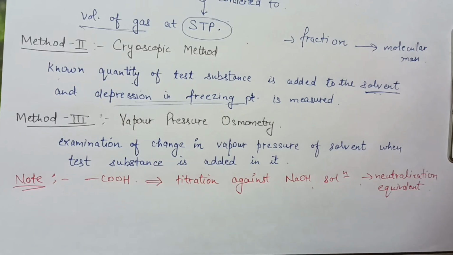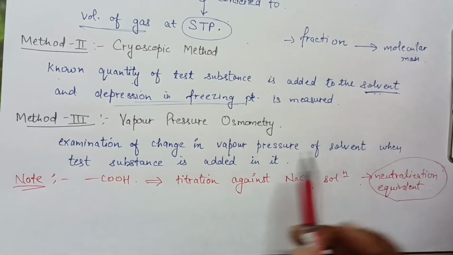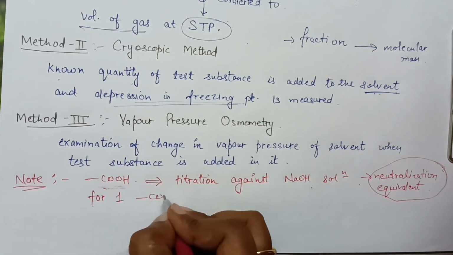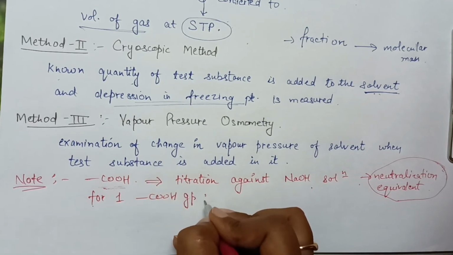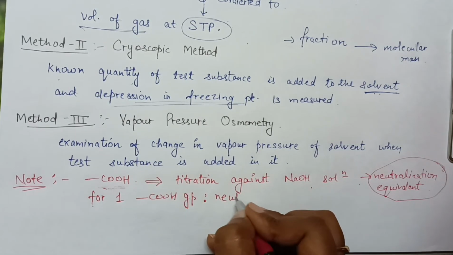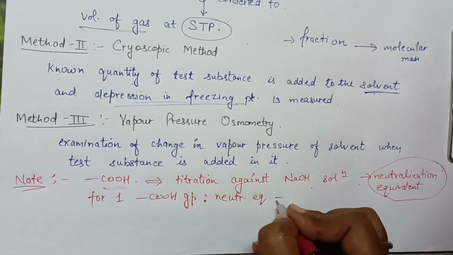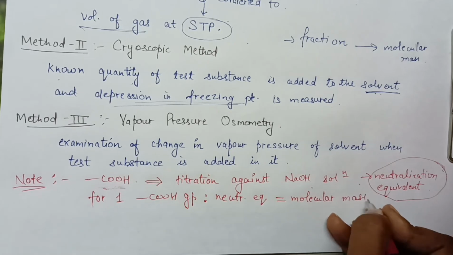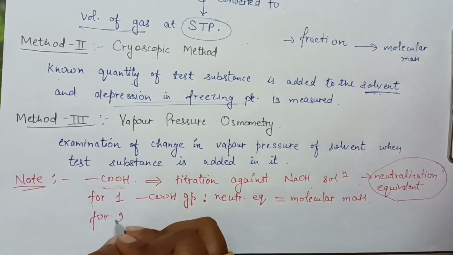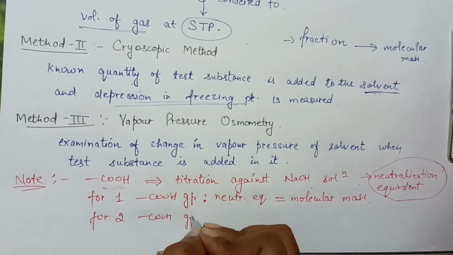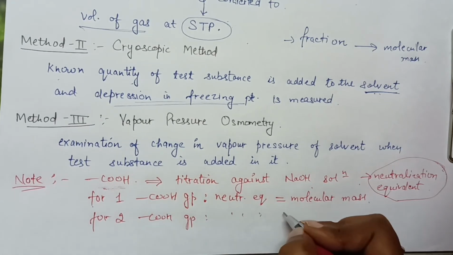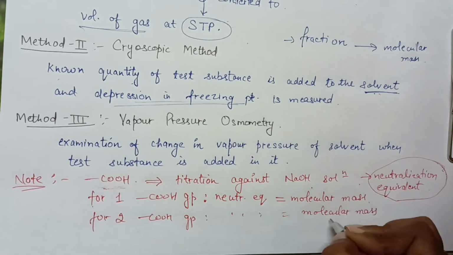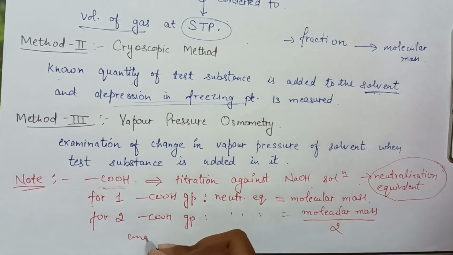So how are we going to use this neutralization equivalent to find out how many carboxylic groups are present? For one carboxylic acid group, one COOH group, the neutralization equivalent will be equal to the molecular mass. For two carboxylic groups, the neutralization equivalent will be equal to the molecular mass divided by 2, and so on.